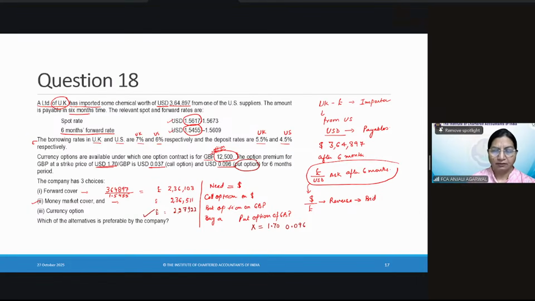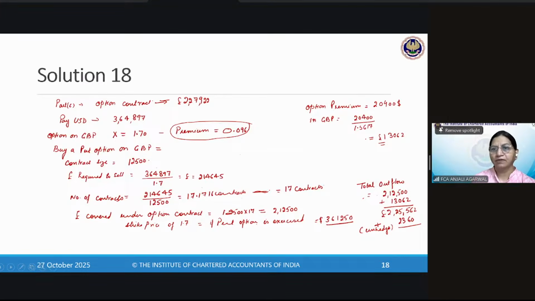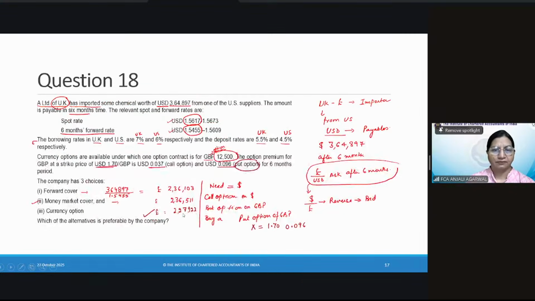Right? So even we can say that we need to pay the premium of 13,062. So borrow this at 7% for 6 months. Together with interest, this will cost you 13,519. So you may increase another 450 something here. Okay. But even if you add 450 something here, 228 something will be your final answer, and your currency option is still the best option.